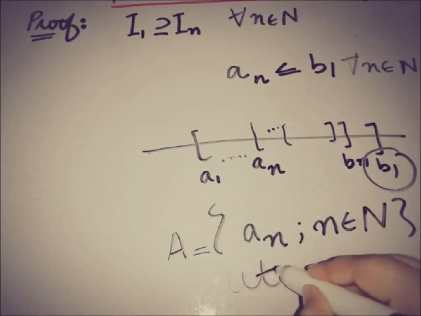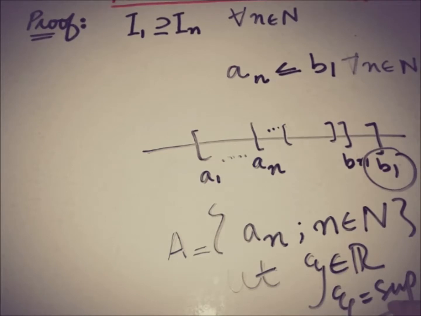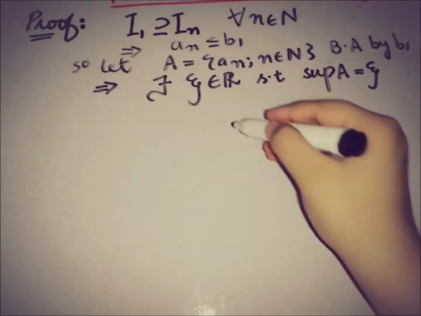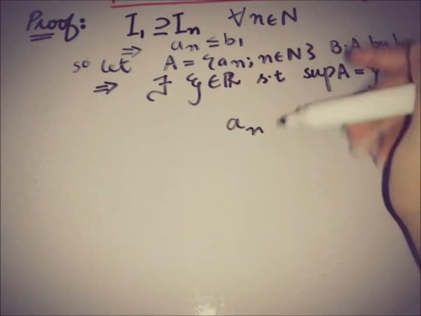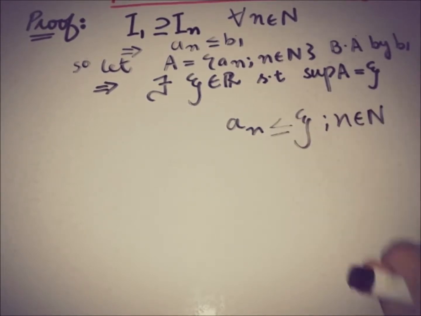So let zeta be the supremum of the set A. We assume this because by the completeness property there must be a supremum, so we have a real element zeta that is the supremum of A. Now, because zeta is the supremum of A, it is greater than or equal to every element an for all n, and this is the definition of being the supremum.